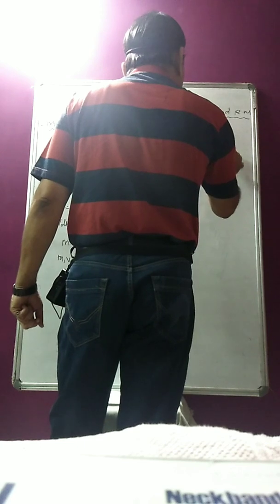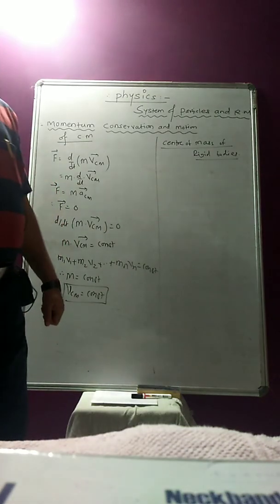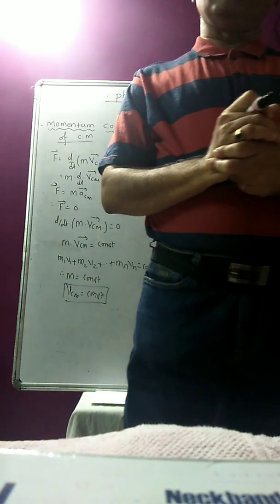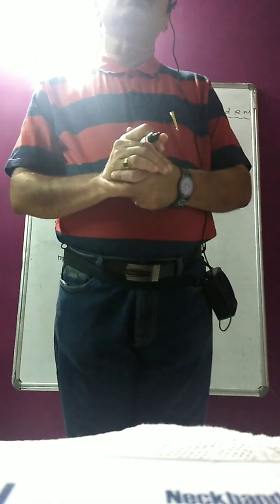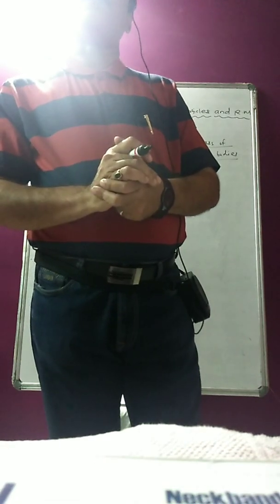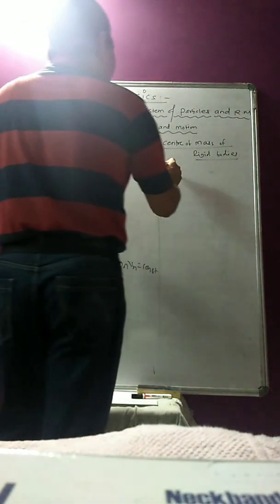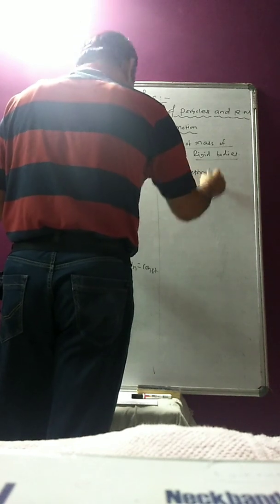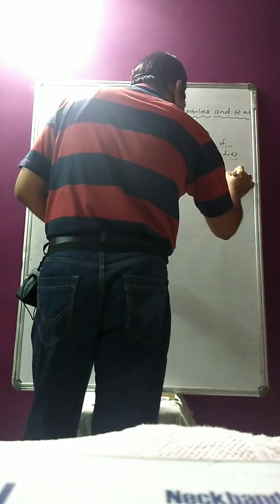Now the question arises: on what factor does the center of mass of a rigid body depend? The center of mass is a fixed point of any geometrical body, that is, a fixed position with respect to all the other particles. So the position of the center of mass depends upon the geometrical shape of the body. On what factor does it depend? It depends upon the geometrical shape of the body. So that is the point.